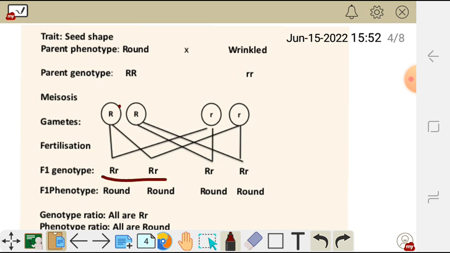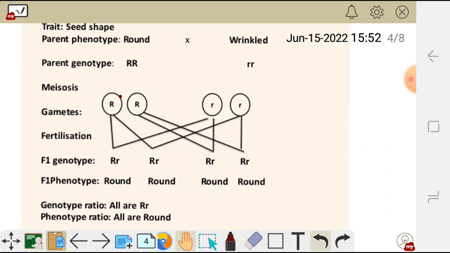That we call this the F1 genotype, or the genetic makeup of the F1 generation. These are offspring resulting from the P1 parents. So for the ratios, the F1 phenotype, all of these are going to be round because we have the dominant R, which is the round shape. So the genotypic ratio, all have the same genotype, which is capital letter R and small letter r, and the phenotype all are round.